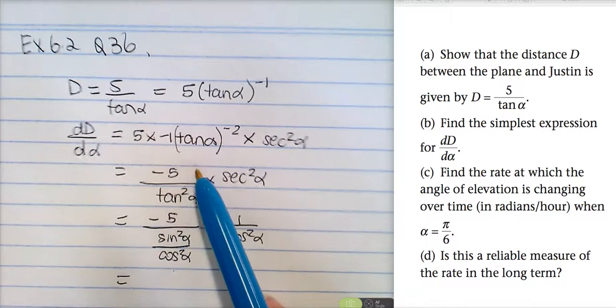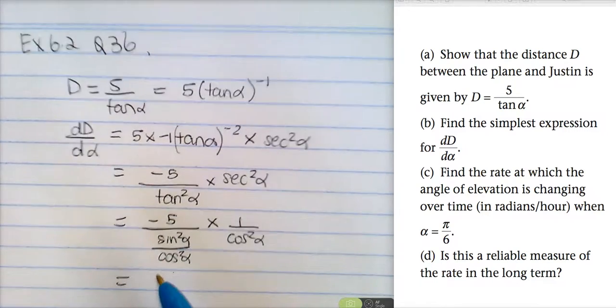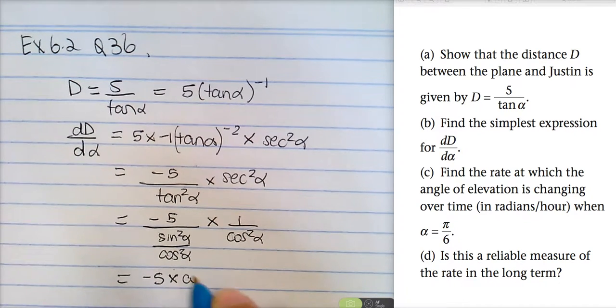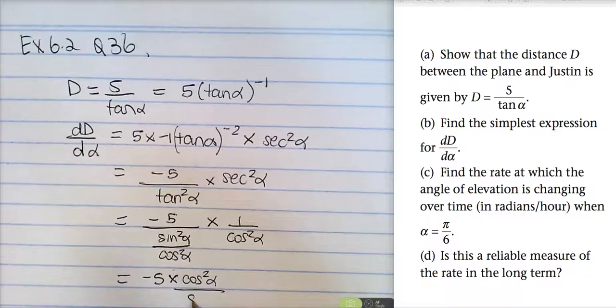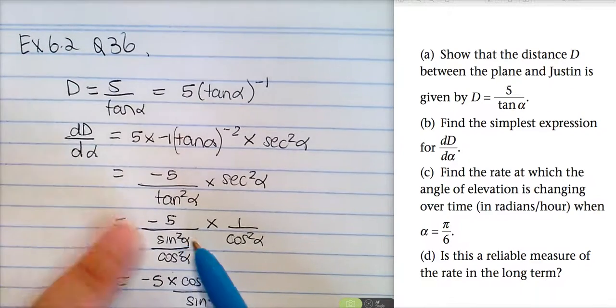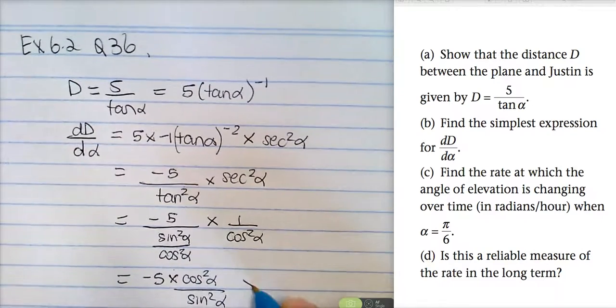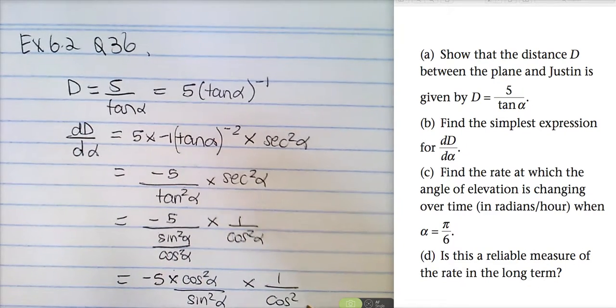1 on tan is cot. Don't worry, you like it the way it is? So what's this? Negative 5 divided by that. So what do I write? Negative 5 times, are you okay with that? Because it's negative 5 divided by that, so it's negative 5 times the reciprocal times 1 on cos squared alpha.